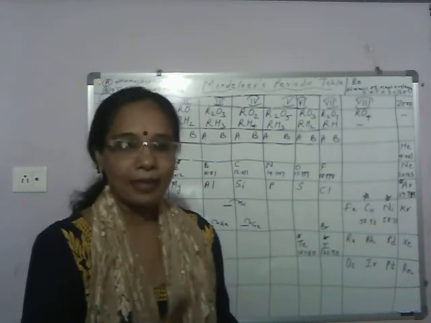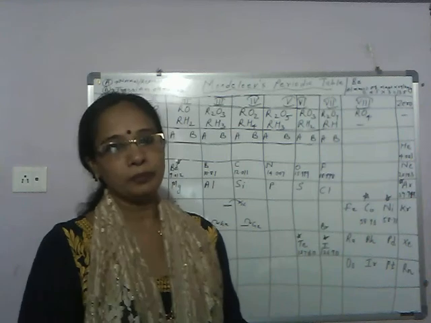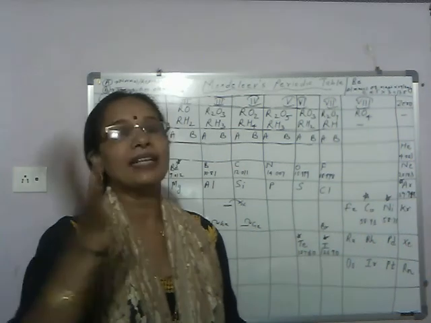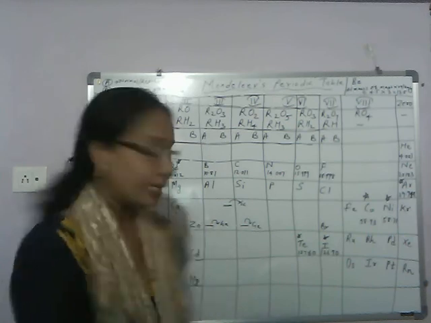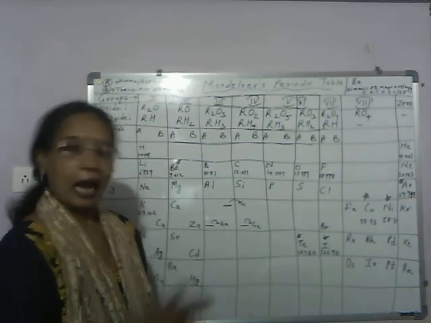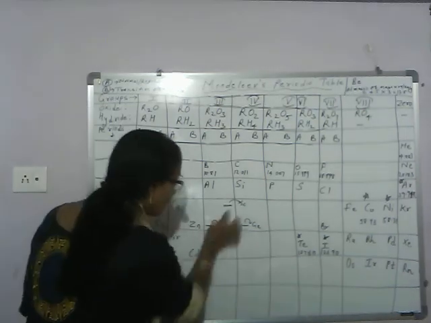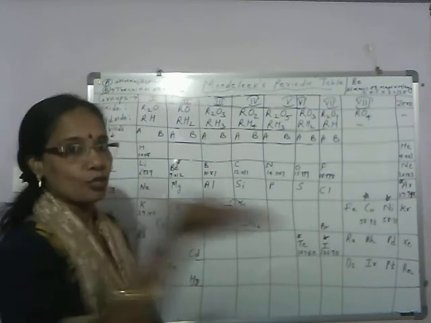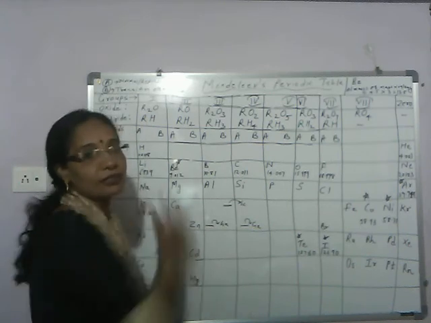At the time of Mendeleev, 63 elements were known, but he predicted that in future a few more elements will be discovered. For that he left some blank spaces in his table, and he also predicted the properties of those elements which will be discovered later, on the basis of the elements placed above this group.